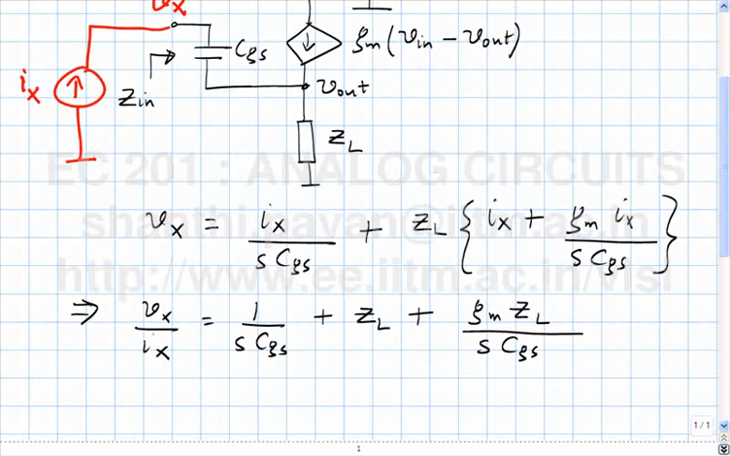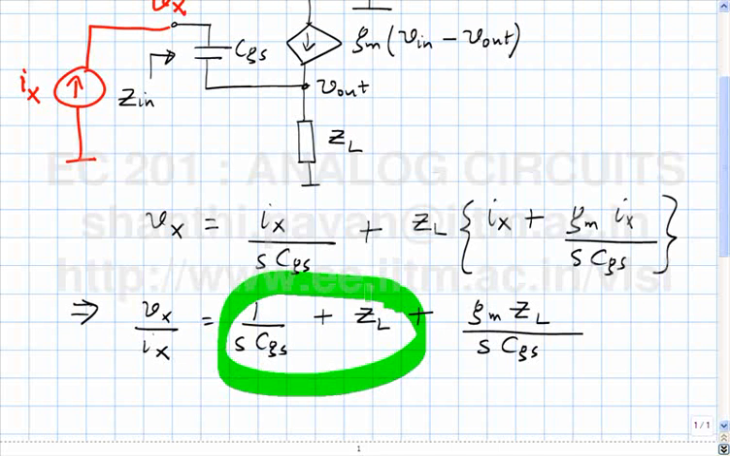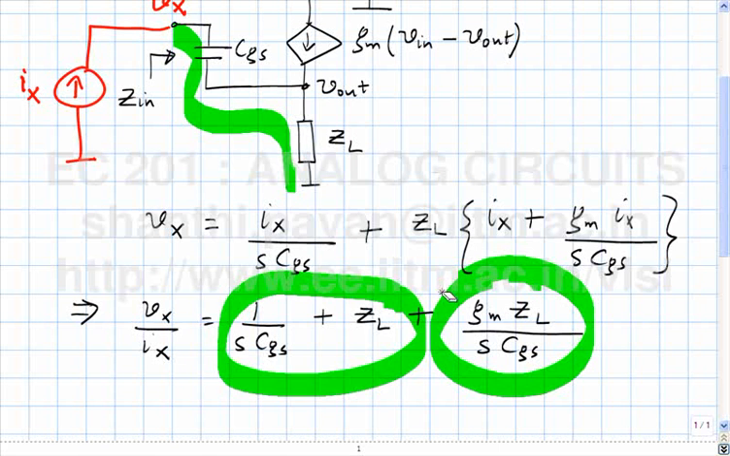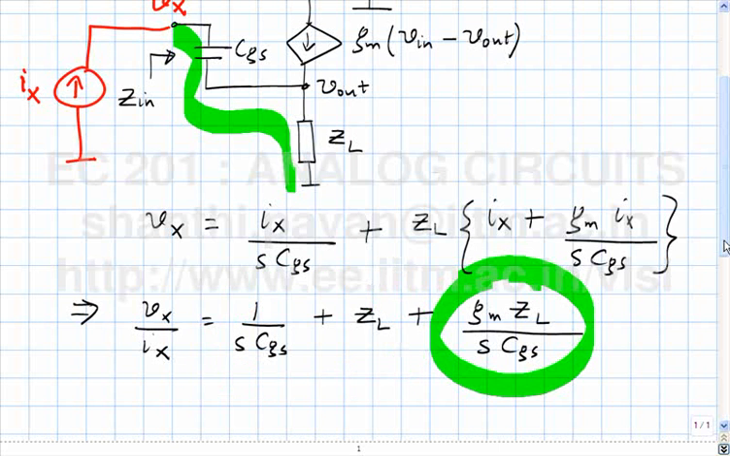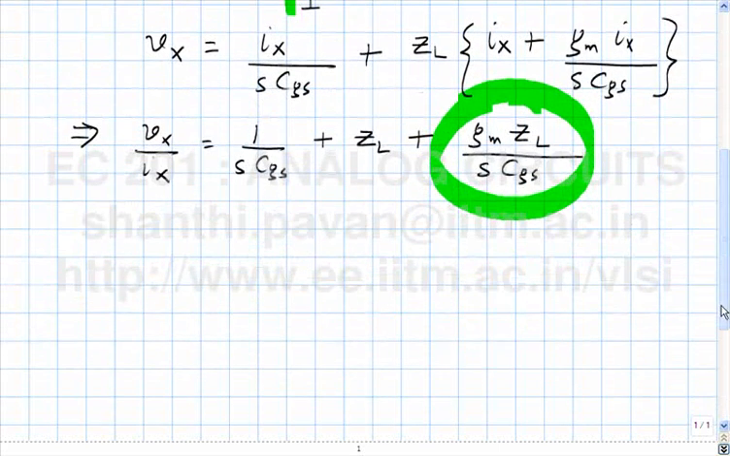So you can at a pinch understand why these two come in, and that is simply because this Ix flows through CGS as well as ZL. So it is quite natural to see both of these appearing in series as the input impedance. Let's take a closer look at the last term, which is GM ZL by SCGS.